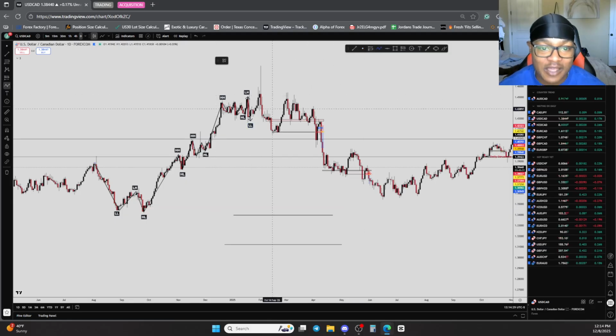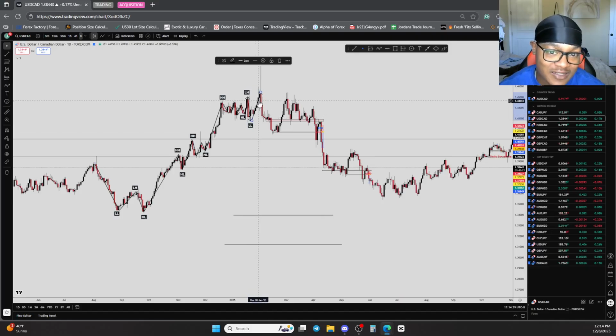And then what happened next? Price then has another switch of structure towards the upside. How do we know that? Because once price had this extension back up, it broke past our lower high.